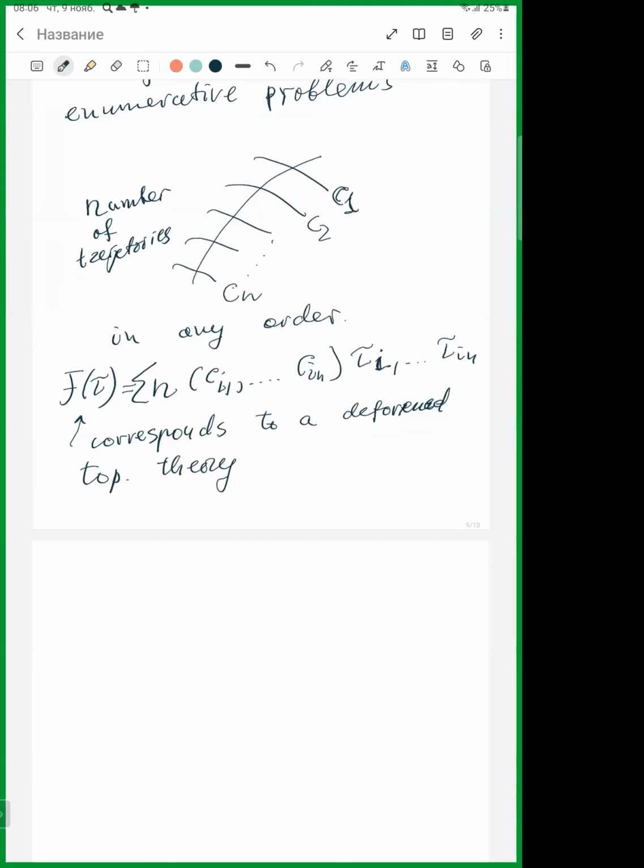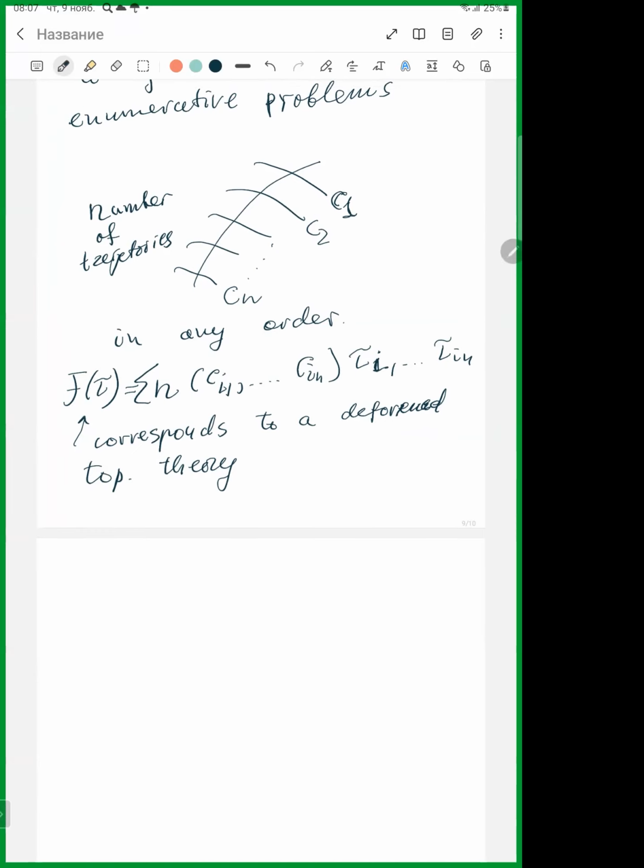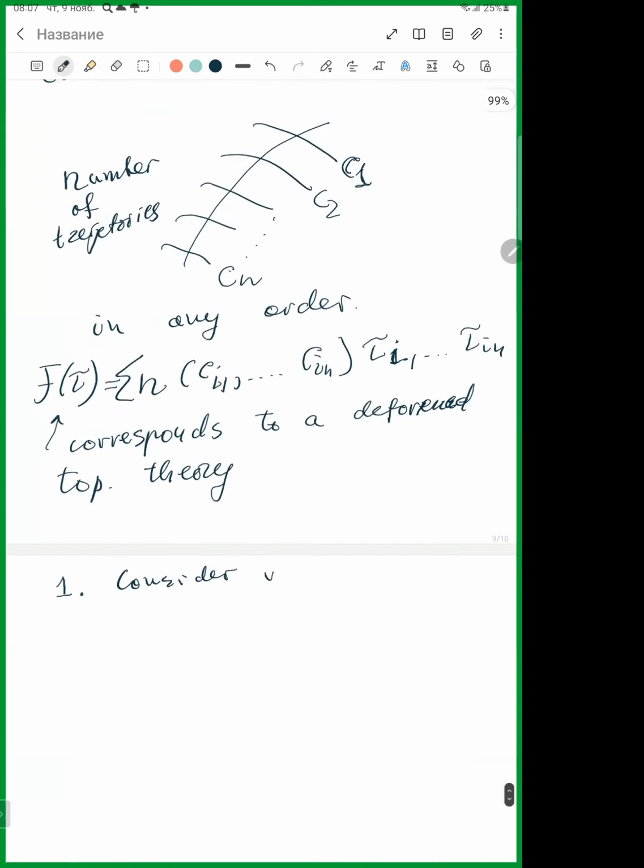So to make life more interesting, let me outline how people were getting Fields medals based on this set of ideas. Point number one. So I'll outline and I'll explain details tomorrow, okay? Point number one. Consider vector field of the Morse type.